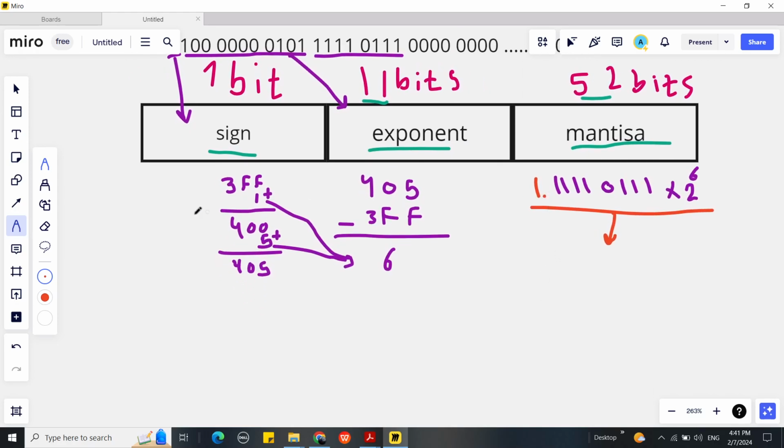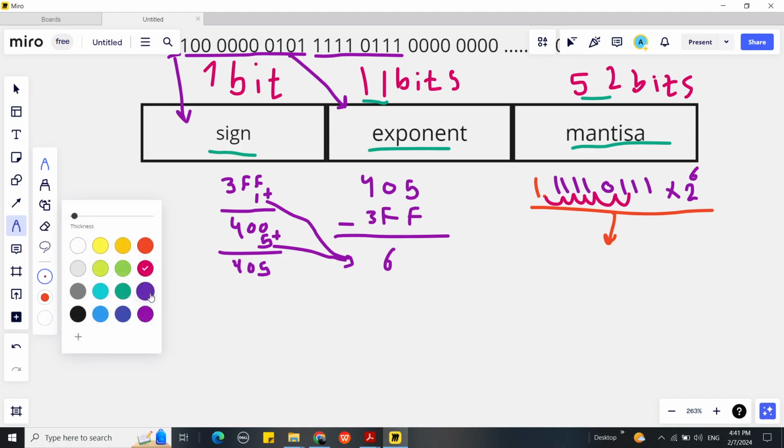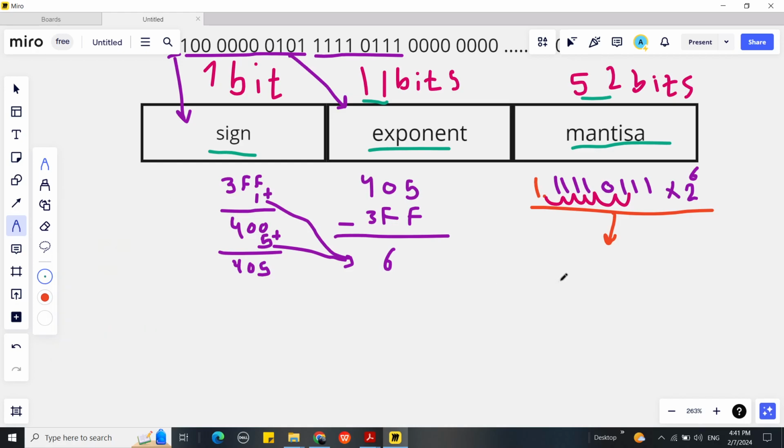So the point is going to move 6 to the right. So 1, 2, 3, 4, 5, 6. So basically our number is going to be, let's do it in dark green, 1, 1, 1, 1, 1, 0, 1.11. And remember, this is a binary number, right?